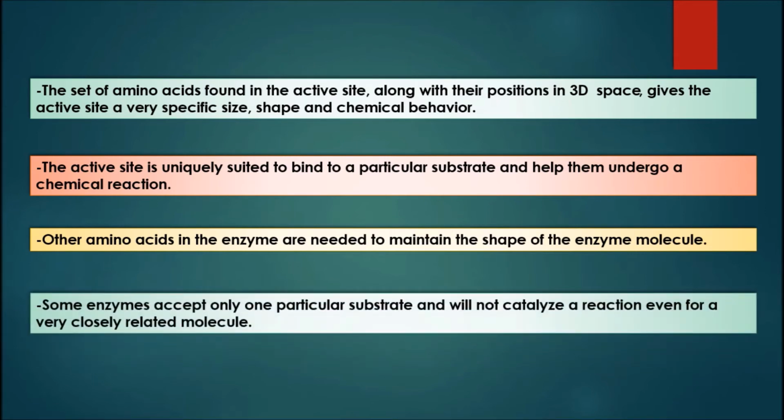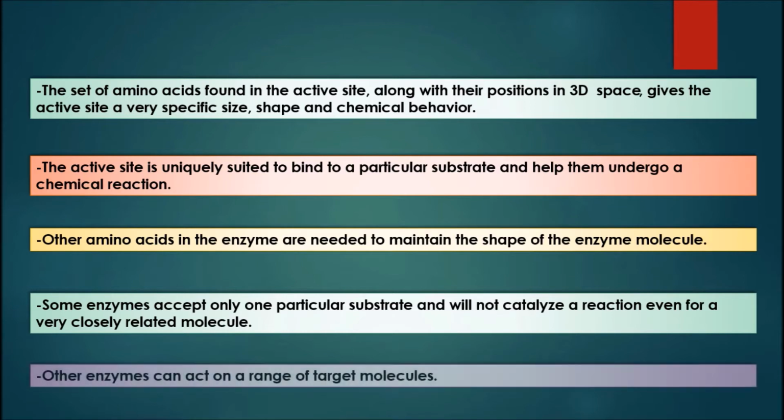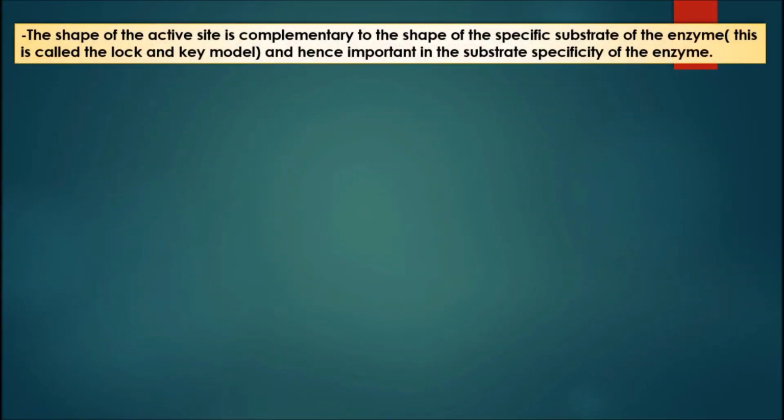Some enzymes accept only one particular substrate and will not catalyze a reaction even for a very closely related molecule. Other enzymes can act on a range of target molecules. The shape of the active site is complementary to the shape of the specific substrate of the enzyme and hence important in the substrate specificity of the enzyme. The specificity of an enzyme results from its shape.